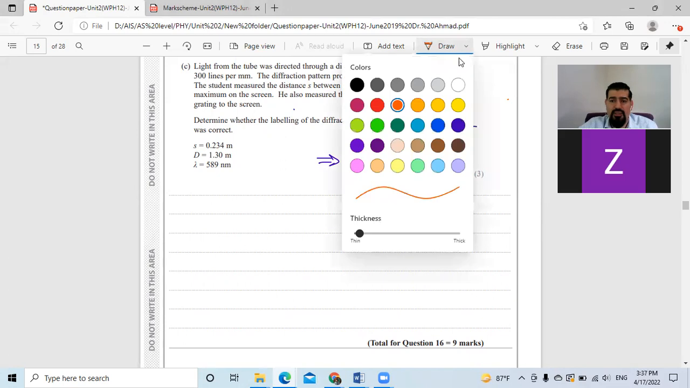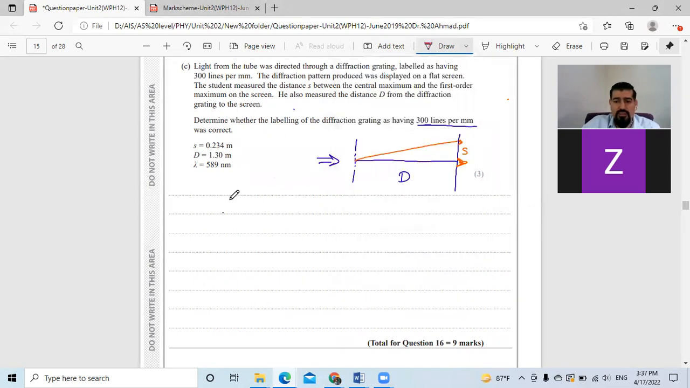Now we have to know that the formula for the diffraction grating, which is given, is n lambda equals d sine theta. Now this angle is theta. I know the opposite and I know the adjacent. So theta equals tan inverse of the opposite, which is S, over the adjacent, which is D. And they didn't ask about d. They asked about the number of lines per millimeter in the diffraction grating. They didn't ask about the separation distance between each slit and the other.